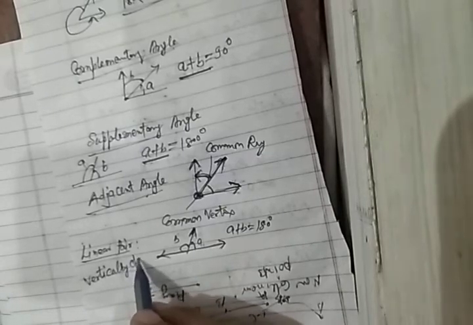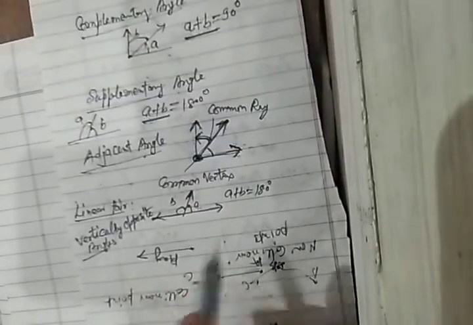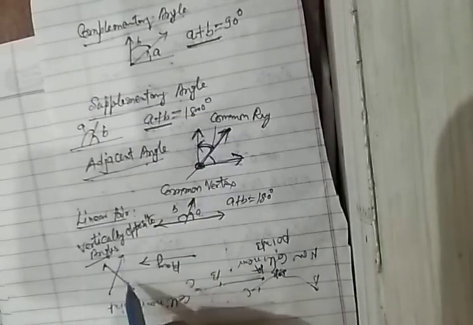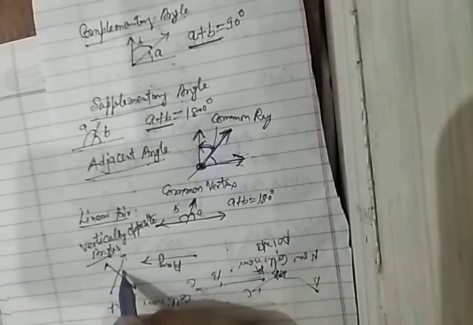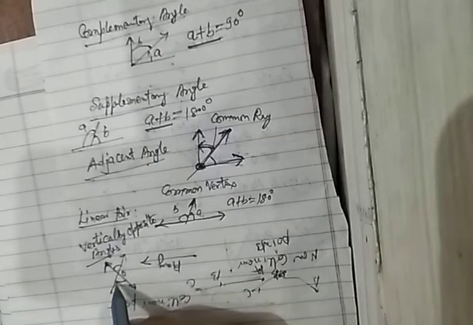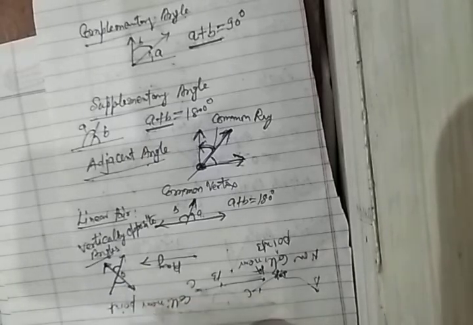Next one is vertically opposite angles. If two lines intersect each other at a common point, this, the angles made in front of each other are known as vertically opposite angles, and these are equal in measurement.